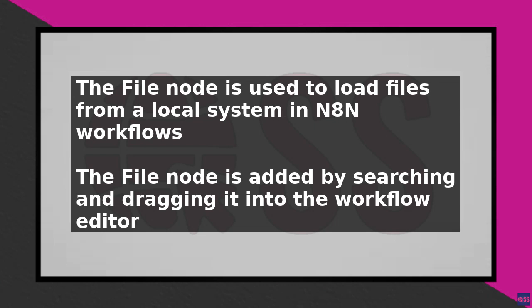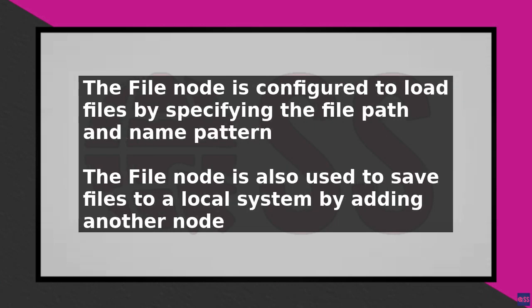Once you have added the file node, you need to configure it to load files from a specific directory. You can do this by clicking on the file node and selecting the load operation. Then, you need to specify the file path and the file name or a pattern that matches the files you want to load. After loading the files, you can save them to a local system using the file node.